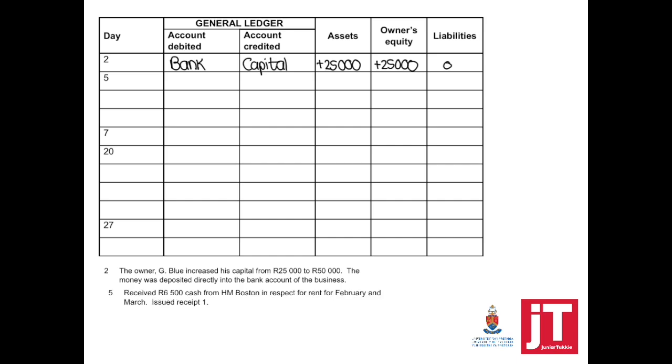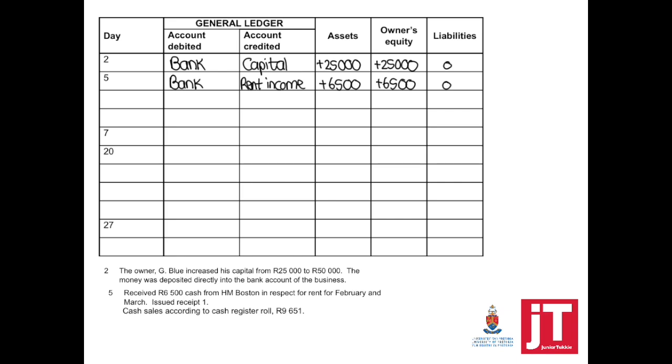On day 5, received 6,500 cash from HM Boston in respect of rent for February and March. If the business receives money, bank is debited, account credited, rent income, assets plus, owner's equity plus. Because rent income is an income that increases, it will have a positive effect on my owner's equity.